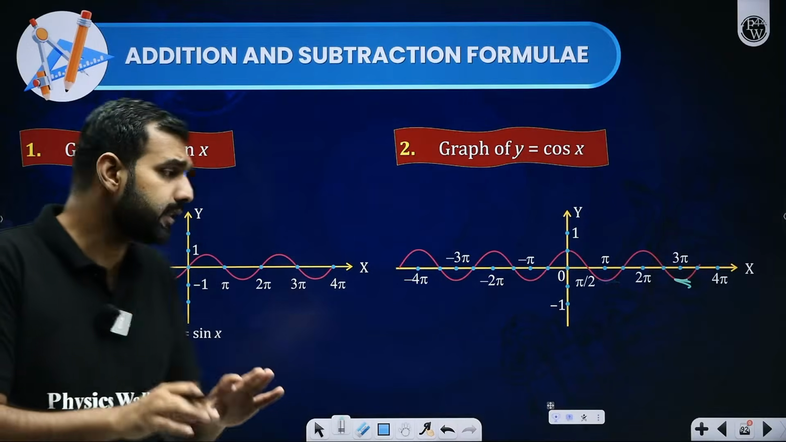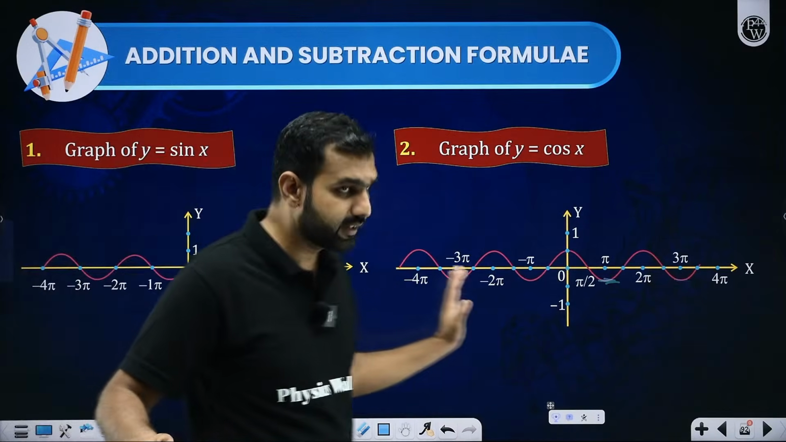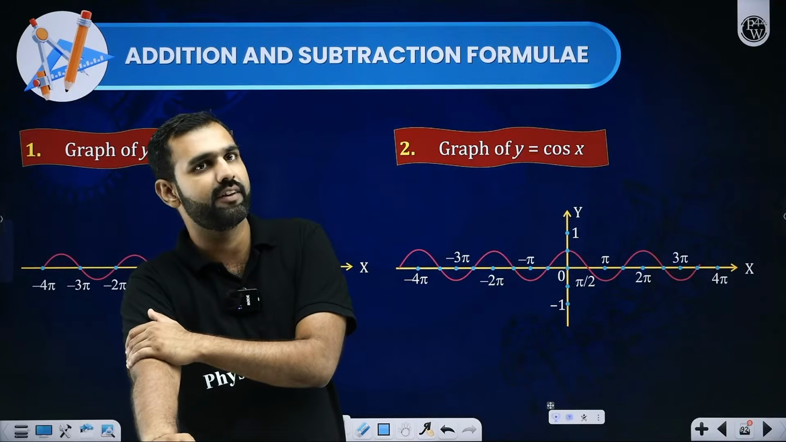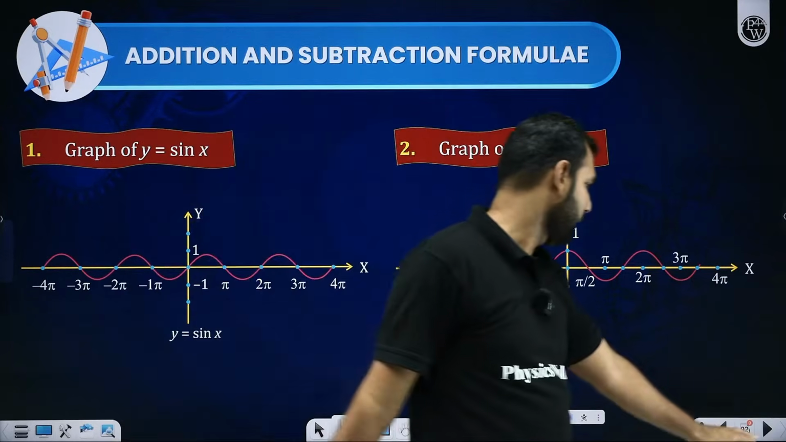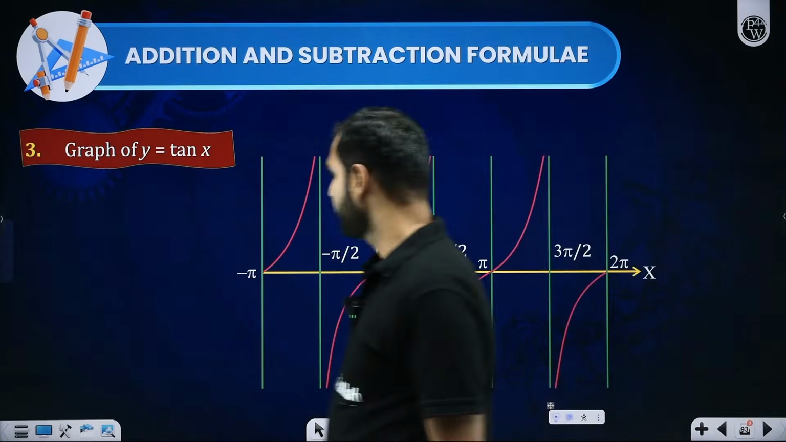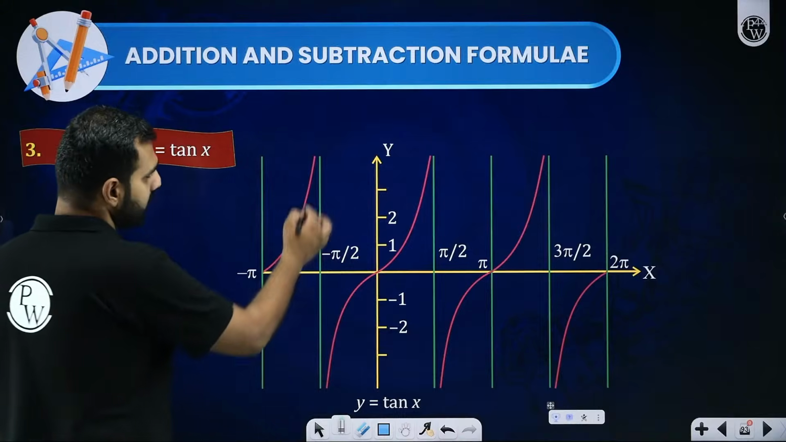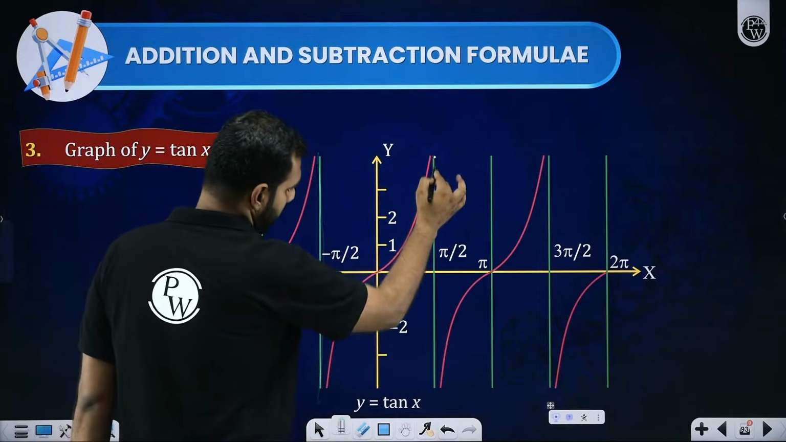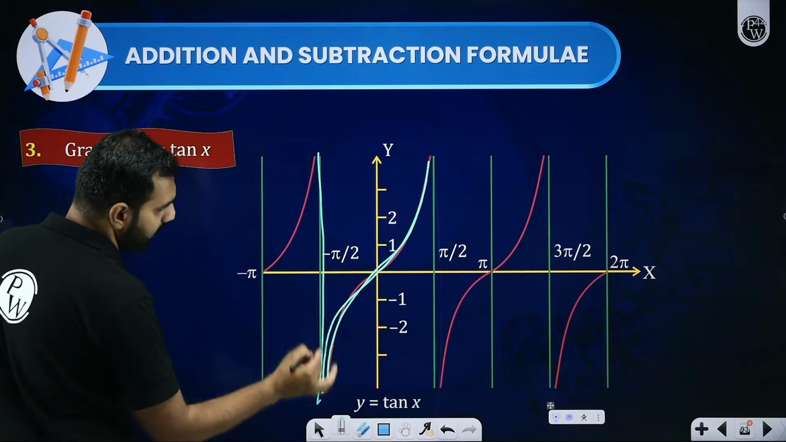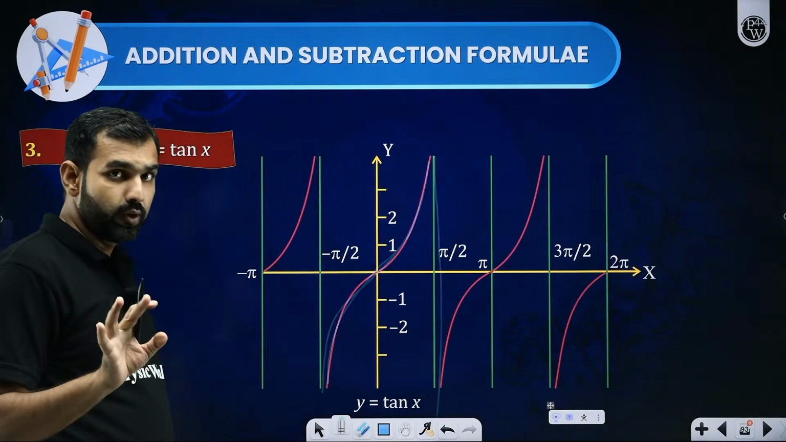So if you remember these graphs, these generalizations will be really simple and you'll be able to deal with these questions very easily. Now, let's talk about one more result, the graph of tan x. The graph of tan x goes like this. Between minus pi by 2 to pi by 2, if I try and draw it, it is a strictly increasing function like this. Between minus pi by 2 to pi by 2, I'm saying.